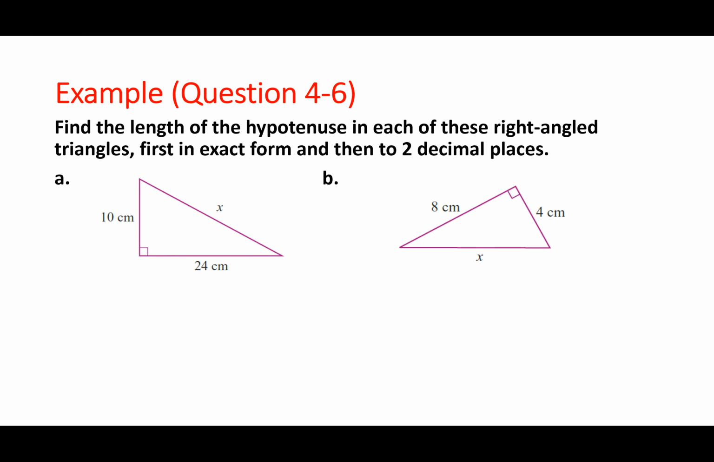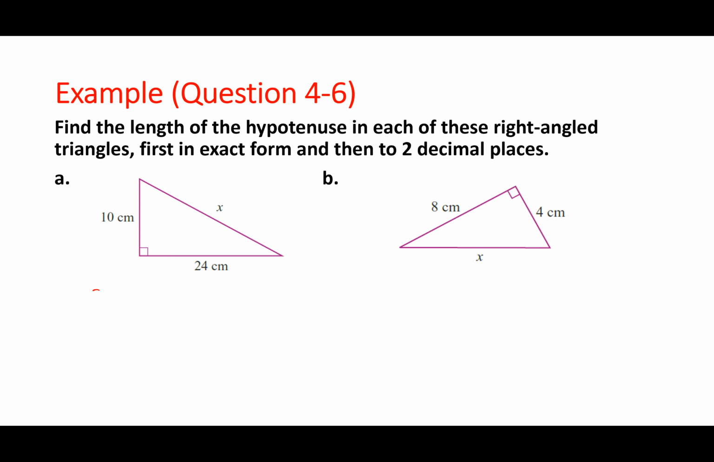So find the length of the hypotenuse in each of these right-angled triangles, first in the exact form, and then to 2 decimal places. So basically, we're going to work out what this length is. Pythagoras' Theorem helps us to work out what the lengths of a triangle may be. So we've got x and x there. What we're going to do is write down our Pythagoras' Theorem.